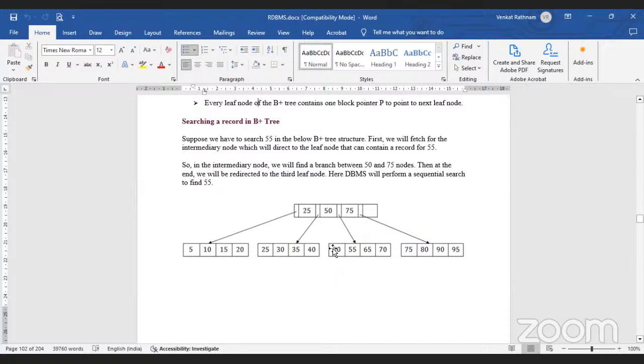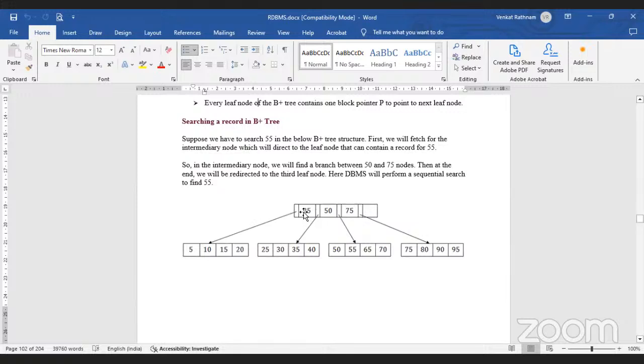First it will compare with the 25. It is greater than 25, so actually it has to be stored on the right side, but it is already filled. There is no space. That's why it came here and stored on the right side of the 50. And like that 55, 65, 70, next 75, 80, 90, 95 also. Like this, you can insert the values in the B plus tree.